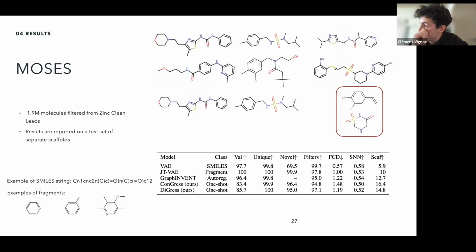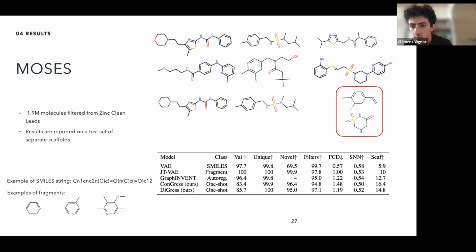So this was for QM9 that people mostly used in the past, but now that we managed to have good results, we can scale to larger data sets. One of them is Moses. So these are molecules from ZINC. So let's say that it's small drug-like molecules. So they are still pretty small, but already more realistic. And one thing that is interesting with this data set is that the test set has separate scaffolds. So the scaffolds are the rings in molecules, and the split is done in such a way that in the test set, you have rings that are not present in the training set.